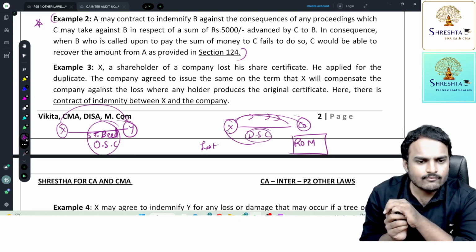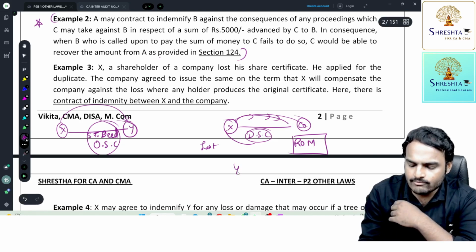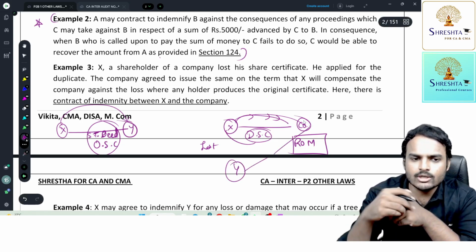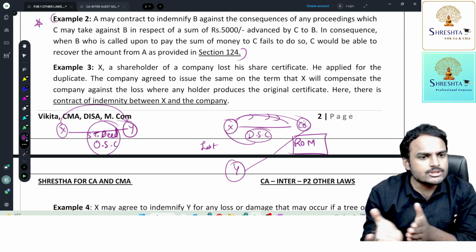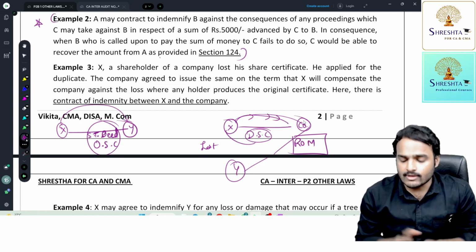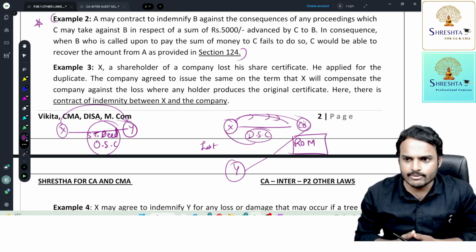what happens? What will happen? Tell me. One week later, what will happen? Y will approach the company. Sir, I am the owner of the shares. I need the share certificate. The company has already issued a share certificate in the name of X. Once again, the company needs to issue a share certificate in the name of Y. There is a loss to the company, right?